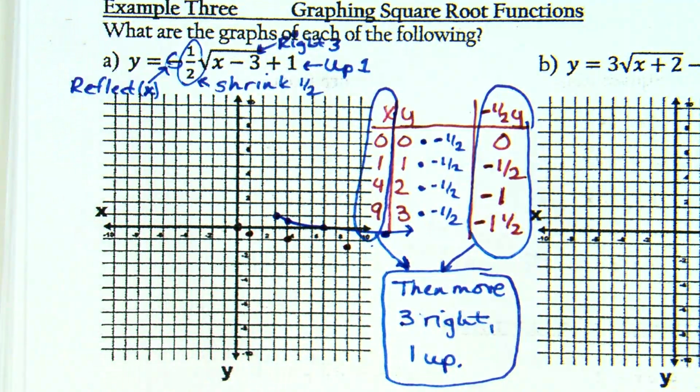Questions? Are we okay with what I've done? Now, I'm not going to argue this is the only way to do this. Different people would do different things, okay? I'm just trying to get you guys to think about the different translations, the different things happening to the graph. Okay, you ready to try B?